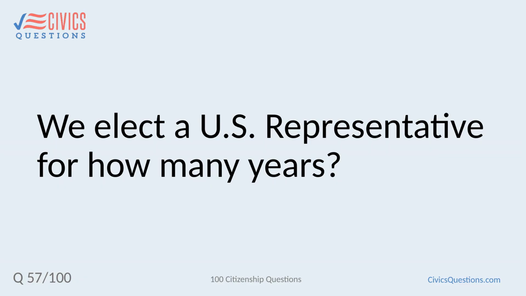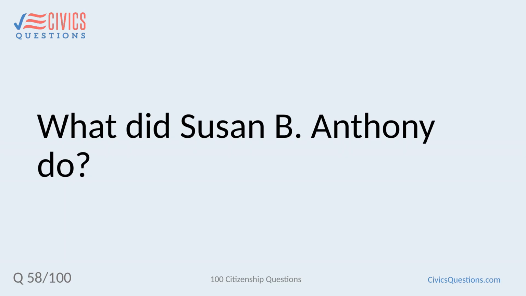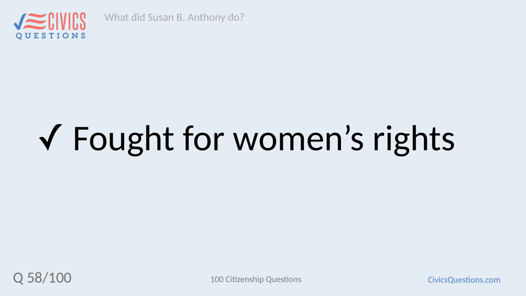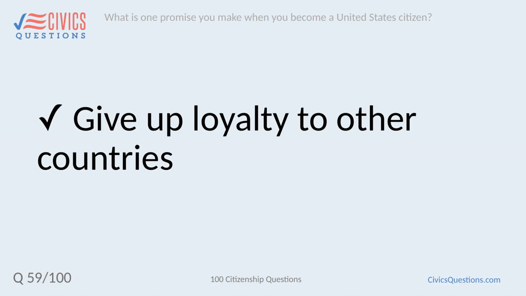We elect a U.S. representative for how many years? 2. What did Susan B. Anthony do? Fought for women's rights. What is one promise you make when you become a United States citizen? Give up loyalty to other countries.